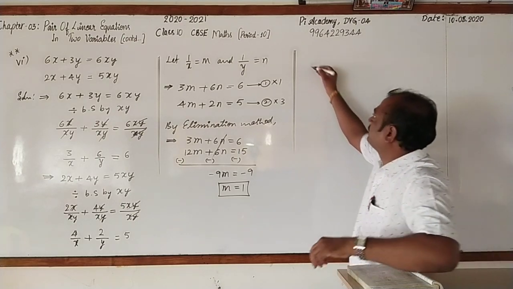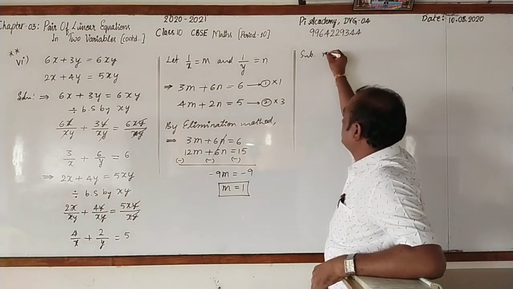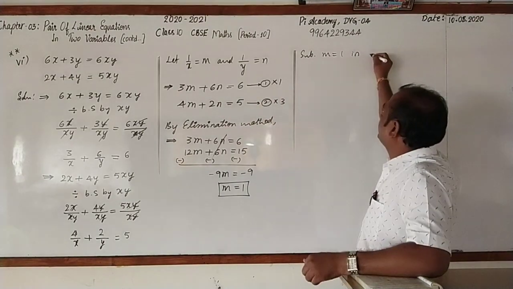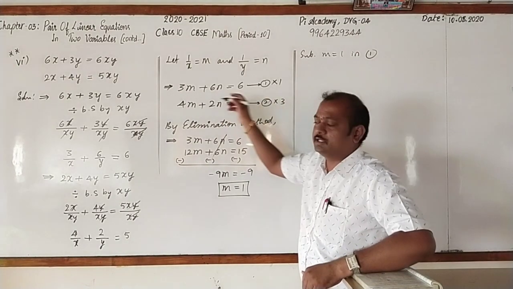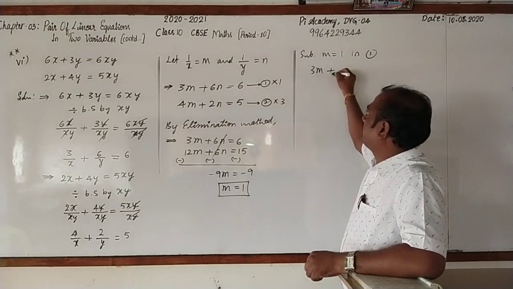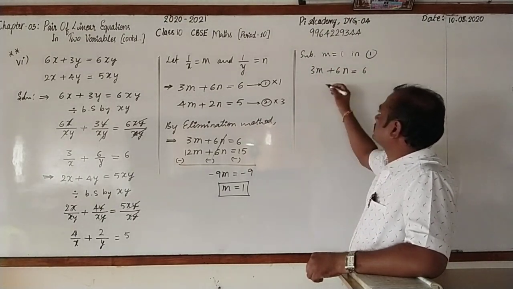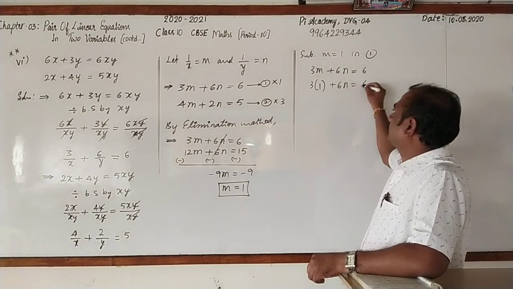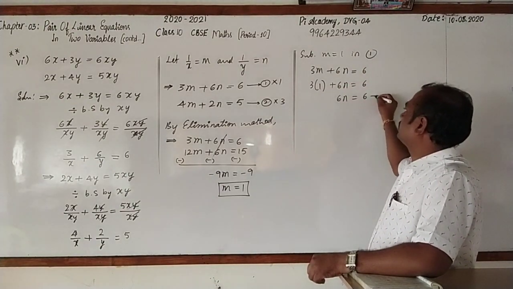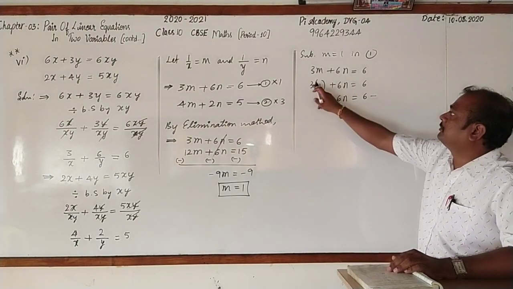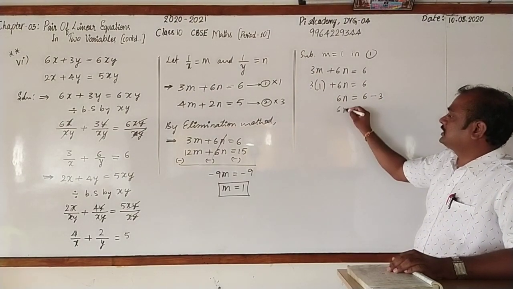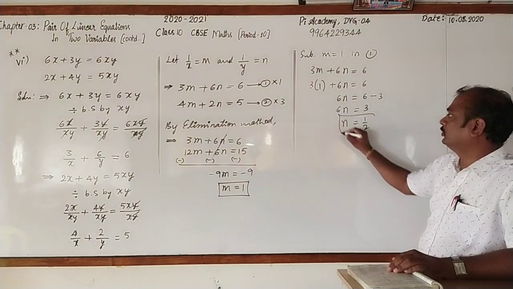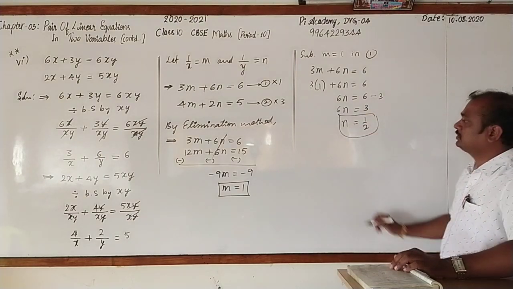Yes, write with me. Substitute m equal to 1 in, I'll go for taking the first equation. It is 3m plus 6n equal to 6. 3 into where m is 1 plus 6n equal to 6. 6n equal to 6 minus 3. 6n equal to 3. n is equal to 1 by 2. Hope that you have understood.